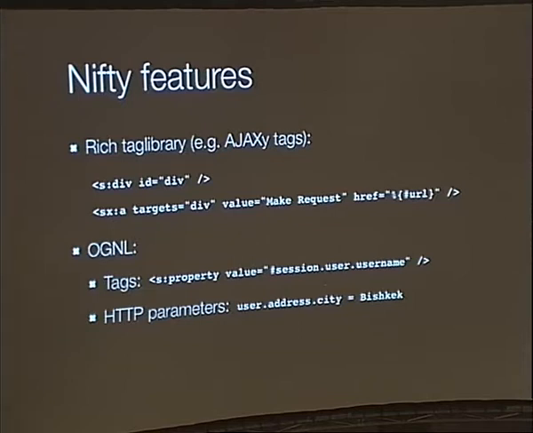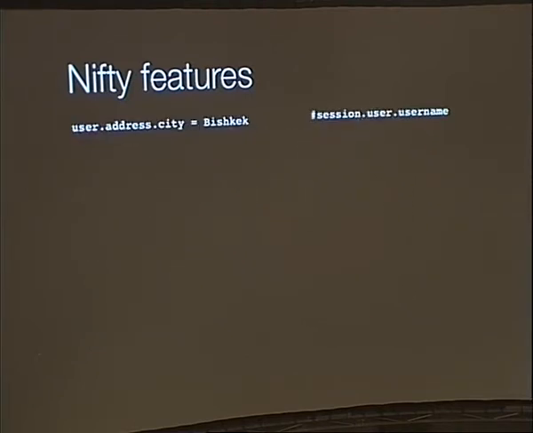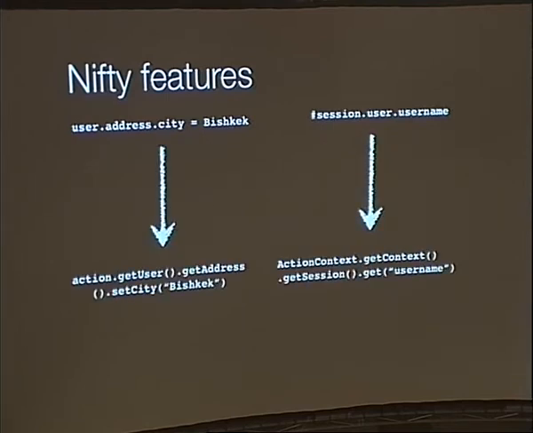And if we look at what it gets converted to, it gets converted, interestingly, into the following. If you do user.address.city in an HTTP parameter, what it gets directly converted to is action, which is the current action that handles the code, .getUser, .getAddress, .setCity automatically. And in the other case, it gets converted to retrieving the session context and getting the username attribute from the session. So it's very interesting.